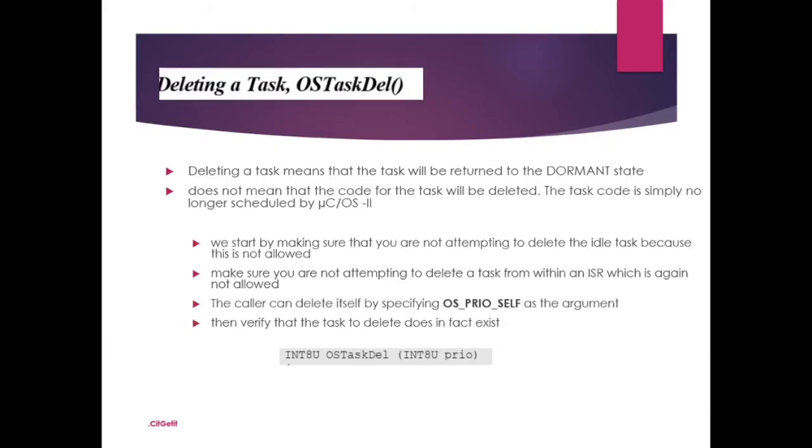Now the next function related to task is how to delete a task. In RTOS, deleting a task means that the task will be returned back to its dormant state. We cannot delete the code of the task, we can just make the task sit in the dormant state.